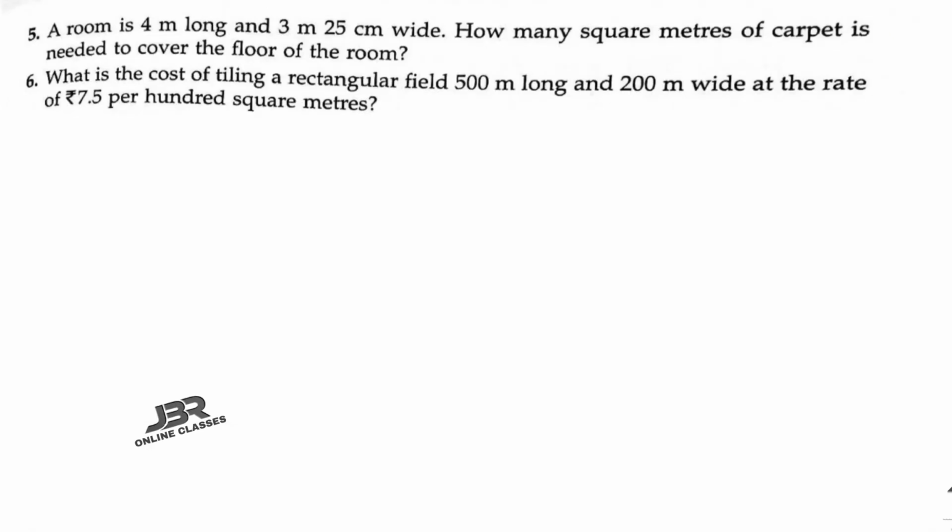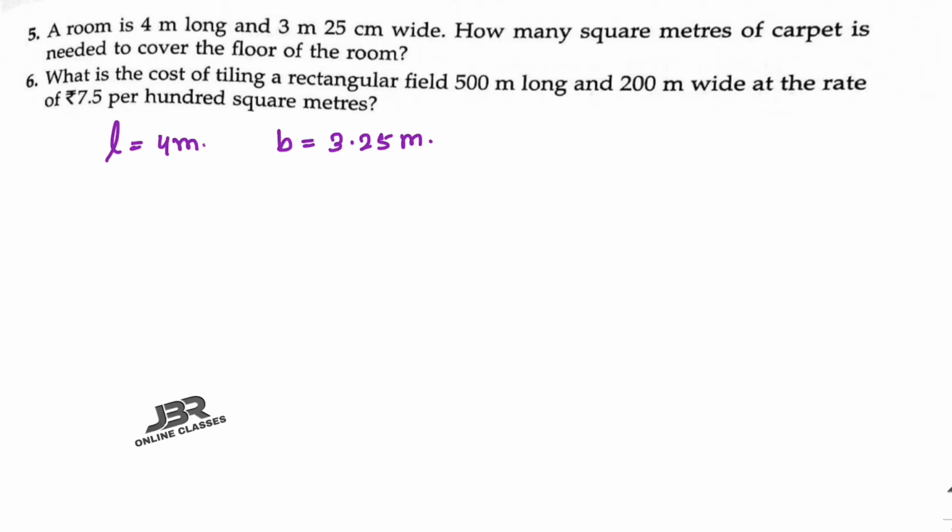Now next, sum number 5. In sum number 5, a room is 4 meter long and 3 meter 25 centimeter wide. So that means here length equal to 4 meter and breadth equal to 3.25 meter. As here 3 meter 25 centimeter, so just convert it into meter. How many square meter of carpet is needed to cover the floor?